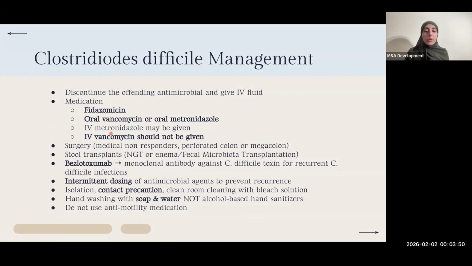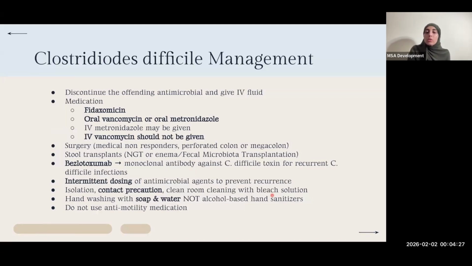Another thing that's important is prevention. So you want to isolate cases, put them under contact precaution, okay? Not airborne, not droplet precaution, no, contact precaution. You also want to clean the room very well with bleach solution, okay? Bleach solution specifically, because bleach is what destroys the spores, okay? Then you want to wash your hands with soap and water and not an alcohol-based hand sanitizer because the spores are not killed by alcohol. They will be removed by soap, okay? You must use soap and water to get rid of the spores, not alcohol.